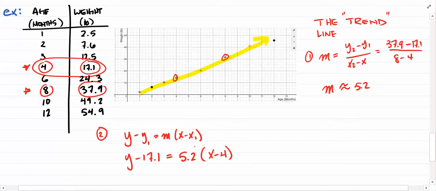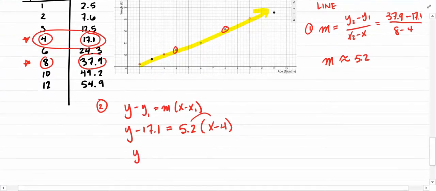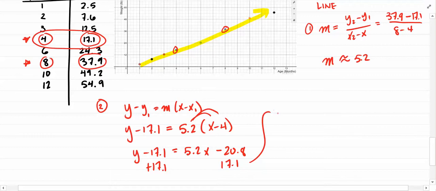And then what I would do is distribute, and I would move my graph down a little bit here. So I'd get y minus 17.1 is equal to 5.2x, and then this value is minus 20.8. Okay, and then I would add 17.1 to both sides, and I would end up with the equation y is equal to 5.2x, and then minus 3.7.